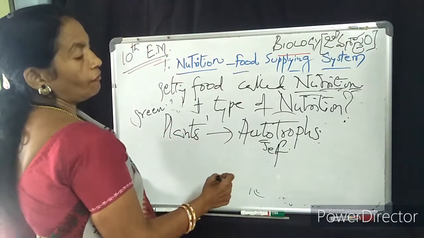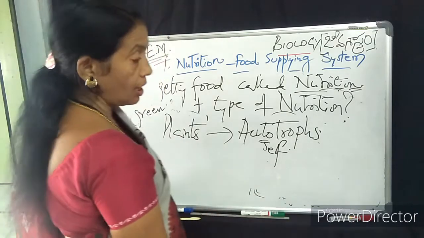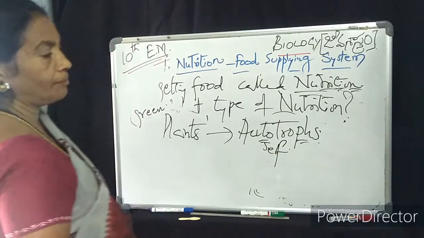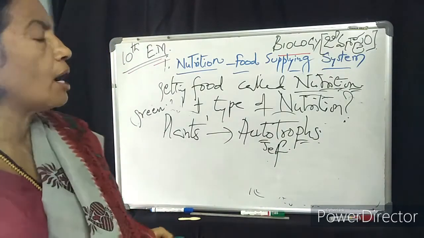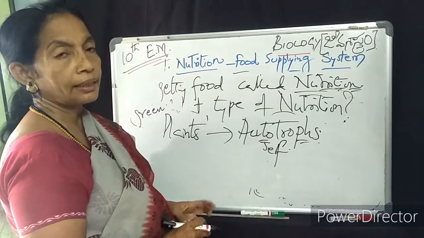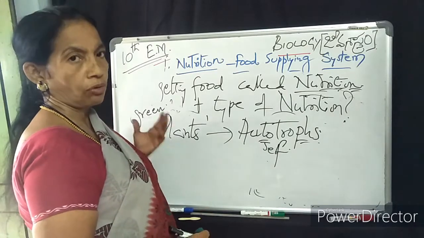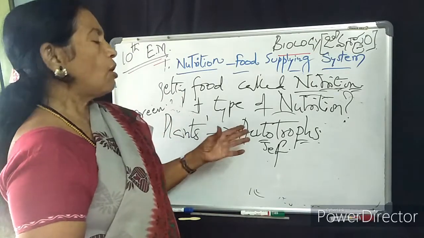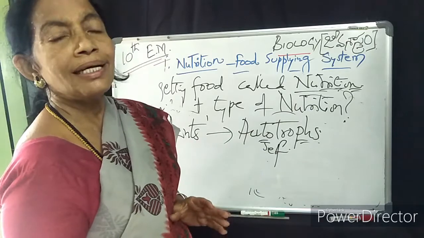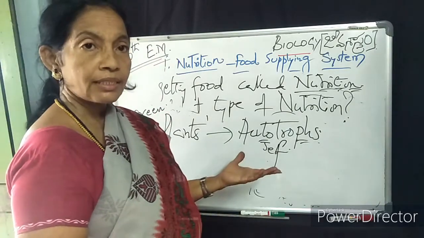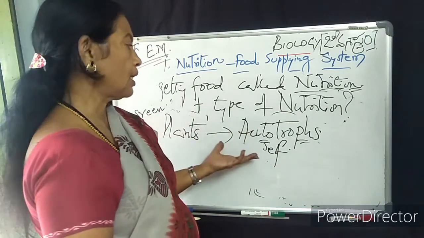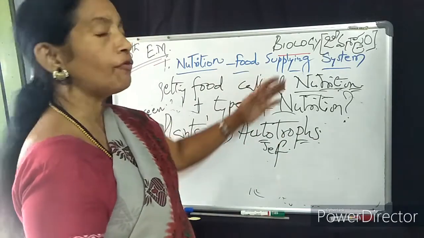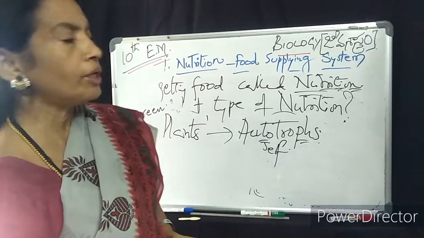This type of getting food or preparing food is called autotrophic nutrition. Why do we call it like that? Because these green plants have chlorophyll in their leaves. This chlorophyll will prepare their food in the presence of sunlight. So these green plants are called autotrophs, and this type of nutrition is called autotrophic nutrition.